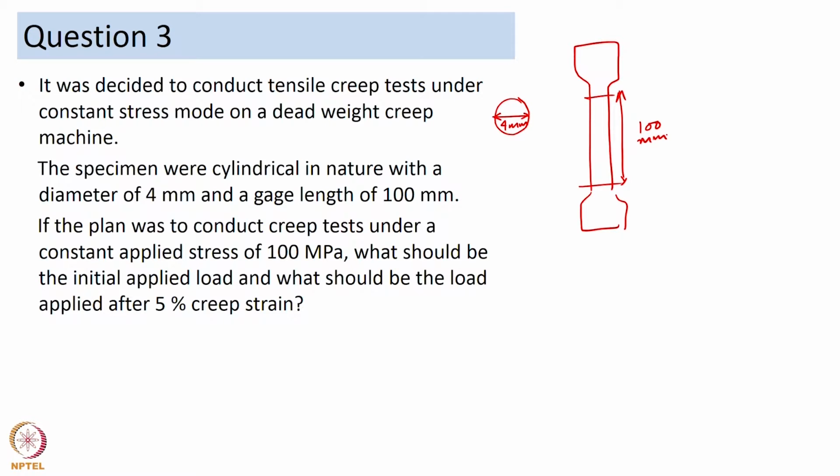If the plan was to conduct creep tests under a constant applied stress of 100 MPa, what should be the initial applied load, and what should be the load applied after the material has experienced 5% creep strain? Initially, for that cross section of material, what should be the load applied so that your stress sigma is equal to 100 MPa, and how much should the load be after the material has experienced 5% creep strain, so that the material continues to experience a constant stress of 100 MPa.